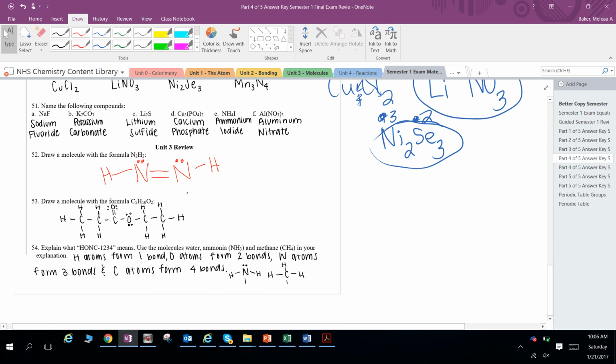Naming compounds is pretty simple as long as you remember to change the ending of the second atom to "ide." Unless, of course, it's a polyatomic ion that already has a special name.